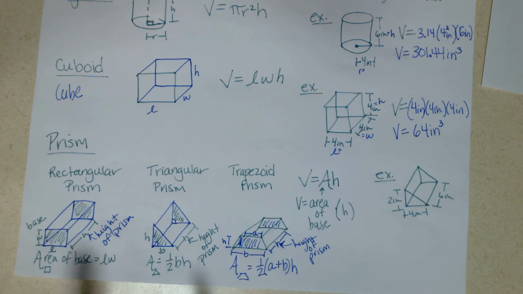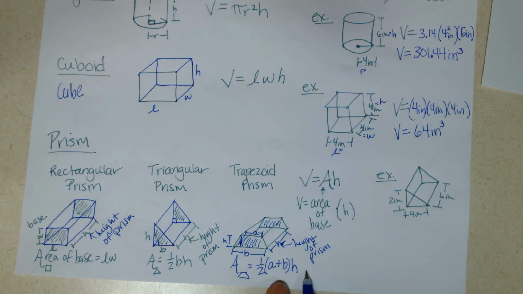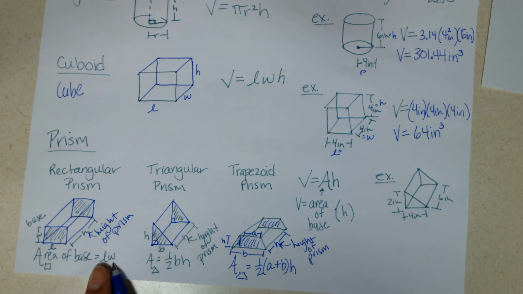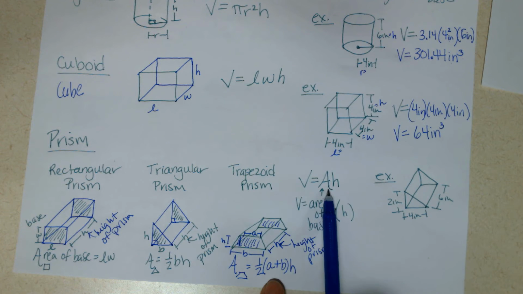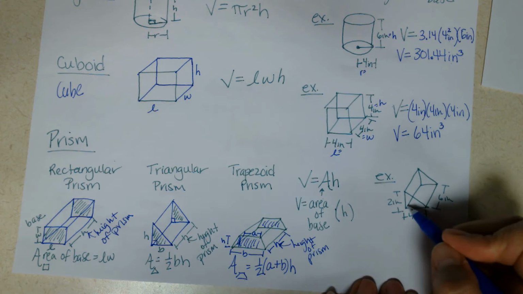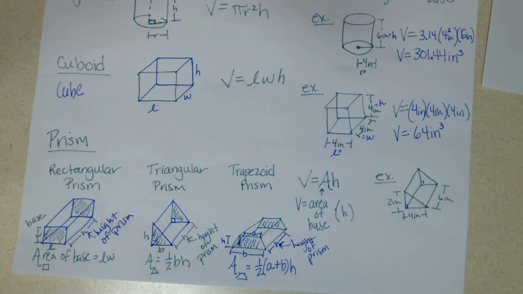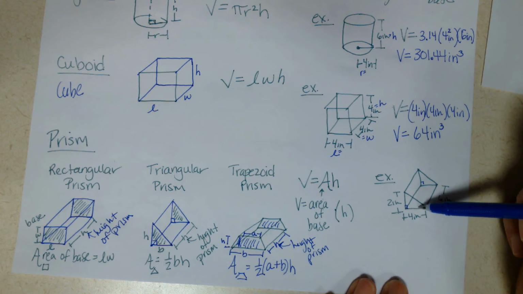So depending on which one we get for an example, our area of the base formula is going to be different, which is this right here. Remember, it's area of the base times the height. So let's see what we're given. Ooh, we're given a triangular prism.